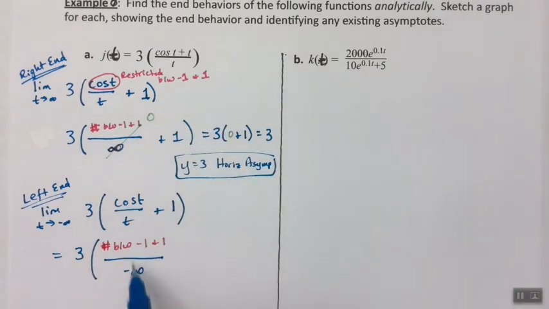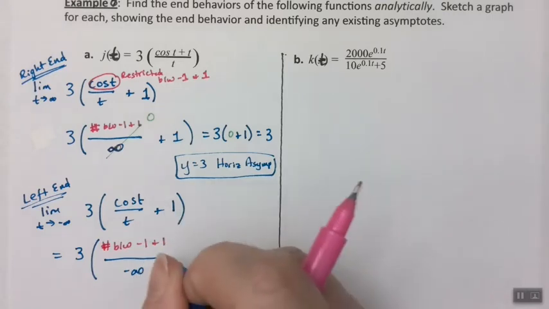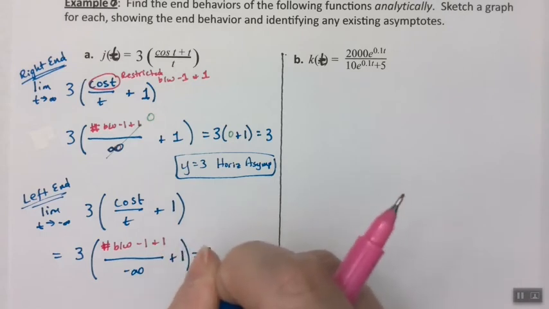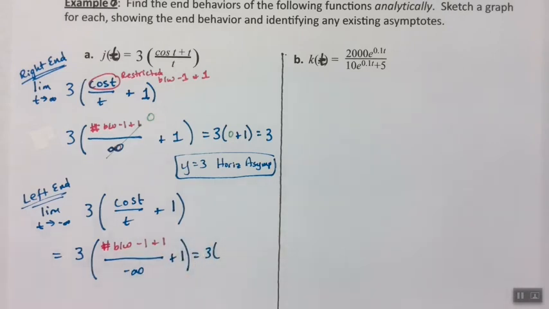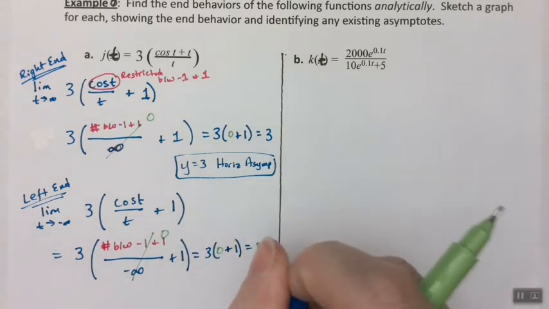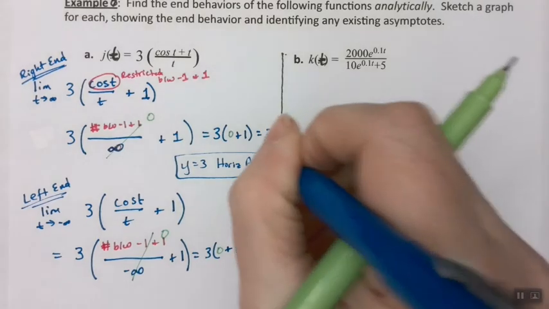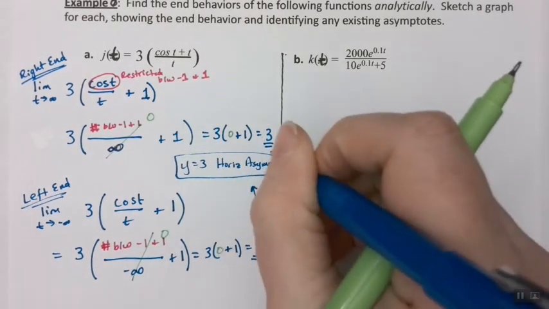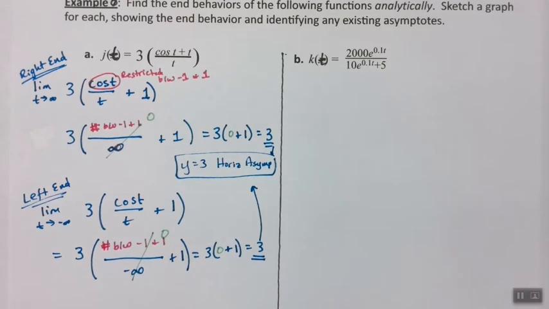Okay, but if I take a small number and I divide it by negative infinity, well, we learned a number divided by infinity is 0. Plus 1. So that would be 3 times, yet again, 0 plus 1, which is 3. So we actually have the same horizontal asymptote on both sides, right? So both the left and the right should be going to 3.